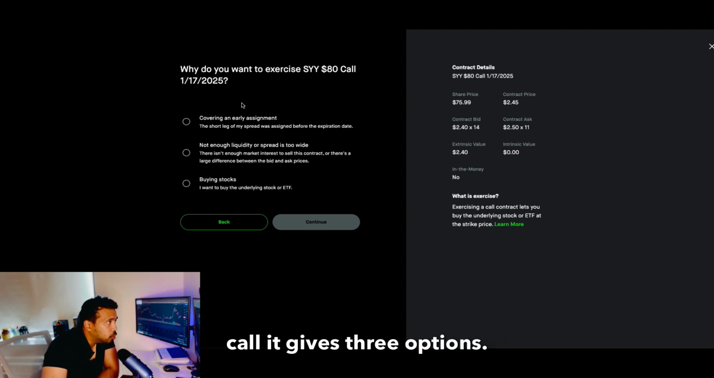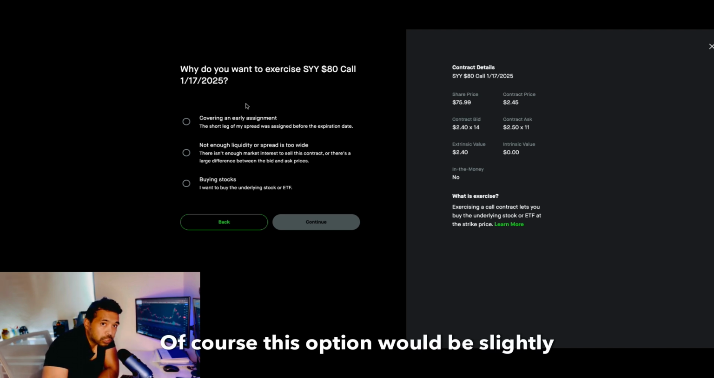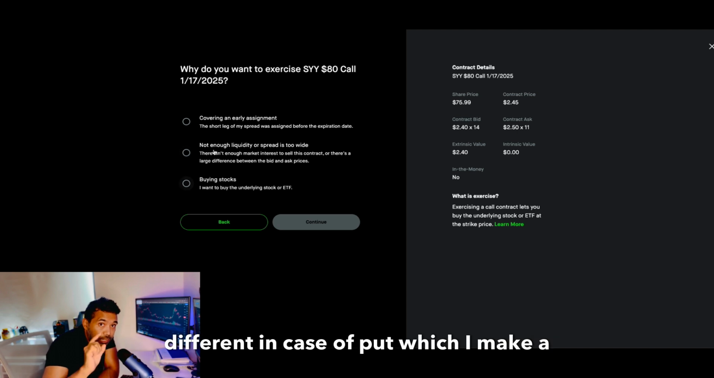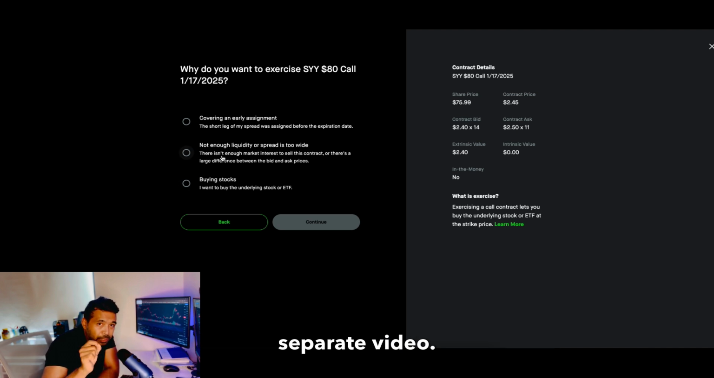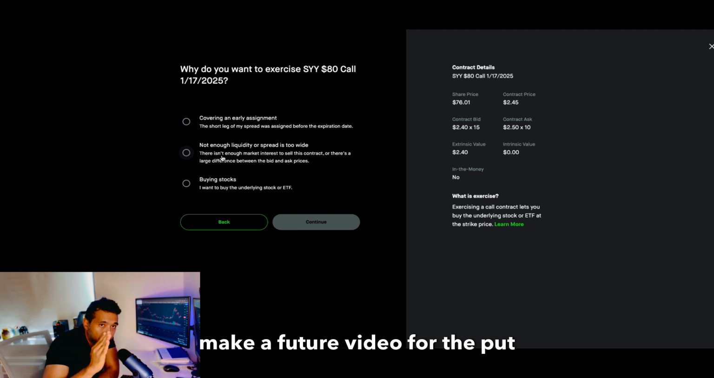So a call gives three options. Of course, these options would be slightly different in case of a put, which I will make a separate video on, because I just want to stick to calls so that the concept is clear, and then maybe make a future video for the put option.